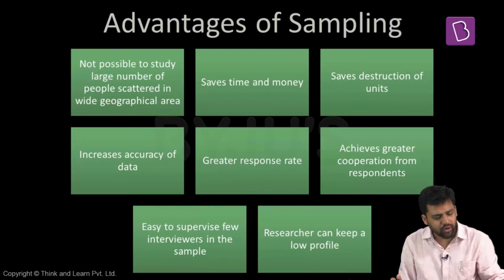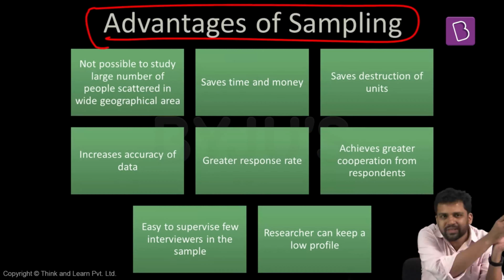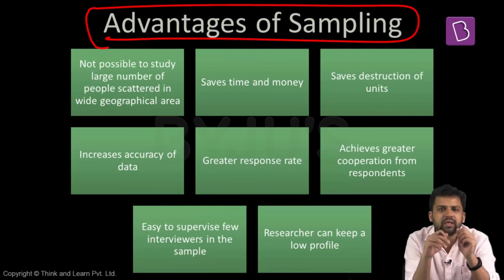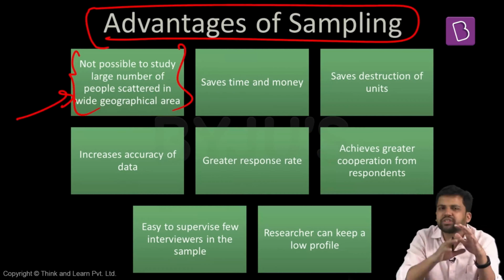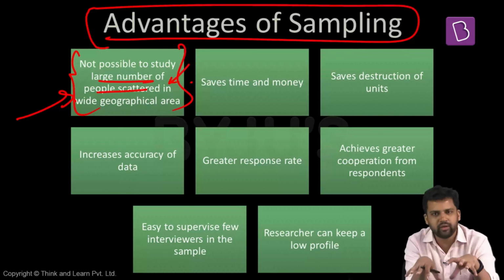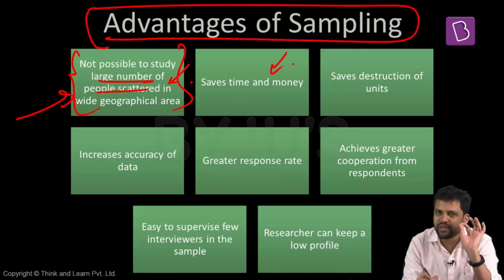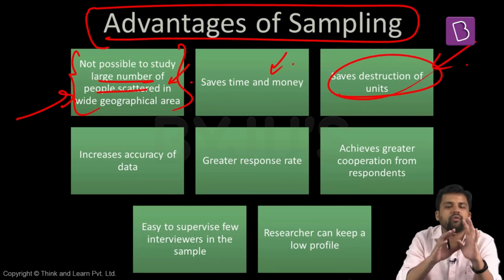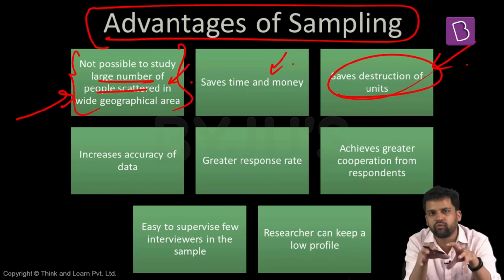What are the advantages of using sampling? The purpose of sampling, why you are going for sampling methods, and the advantages will be more or less the same. For example, you can study a large population. You can study a population scattered over a large geographical area using these methods. You are saving on time, money, and effort. You are saving destruction of units, in those kinds of research and experiments which require destruction of whatever you have studied.